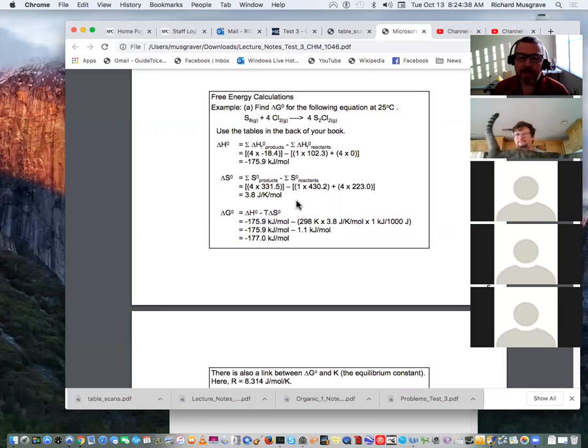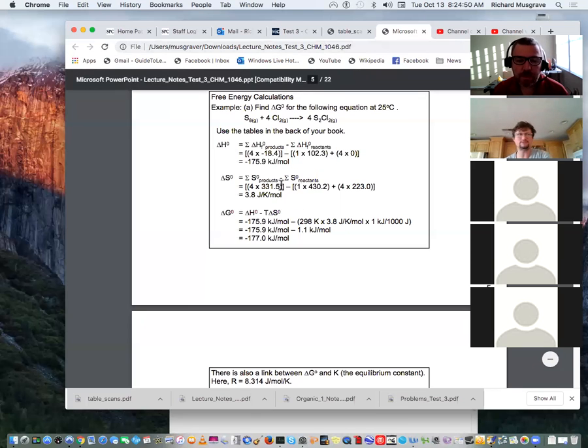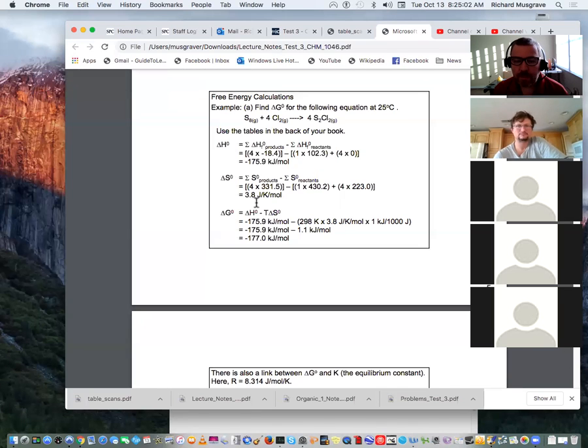So then once we have delta H and delta S, we can get delta G, and delta G is going to be delta H minus T delta S. Now we have a bit of an issue going here. If you look at the units, we've got kilojoules per mole for the delta H, and we've got joules per Kelvin per mole for the delta S. So we don't have something that matches here. We've got kilojoules and we've got joules.